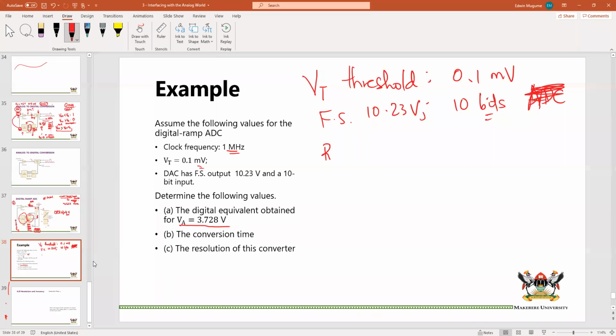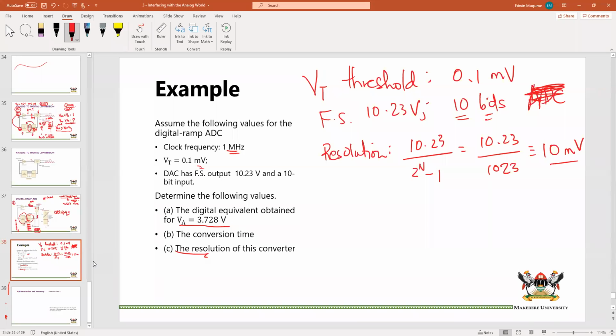We need to first of all find the resolution. We start with the resolution, so to speak. We know the resolution to be the full scale, 10.23, over 2 to the power n minus 1, which is 10.23 over 1023. And I think this is 10 millivolts. That is 10 millivolts. So it means that we are going to start at 0.